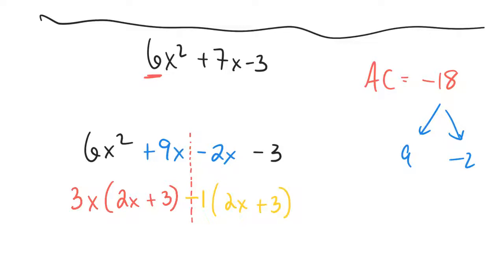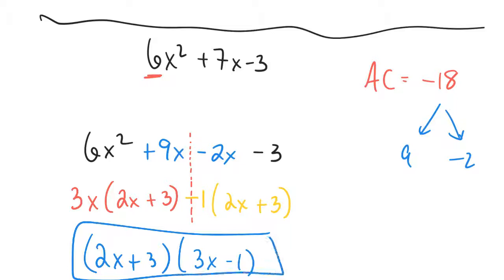Now, since 2x plus 3 is in both terms, I'll factor that out in front. And what's left over is 3x minus 1. And that is back to what we started with. Okay, so again, if you want to practice the AC method, make up your own factors. Just make sure the A value does not turn out to be 1. So make sure these factors here have coefficients in front of them.